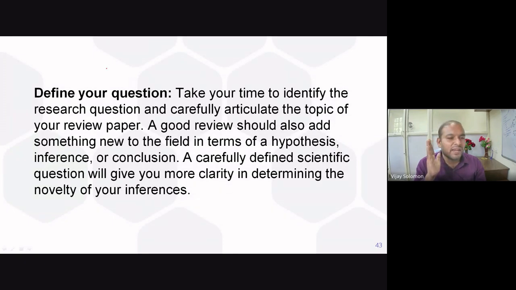The first one is define your question. Okay, sir, I have some idea. Can I write it? Okay, that's the first step. Good thing. But define your question. Take your time to identify the research question and carefully articulate the topic of your review paper. So it should be relatively broad. We cannot pick one particular element and work on it. So it should be relatively broad.